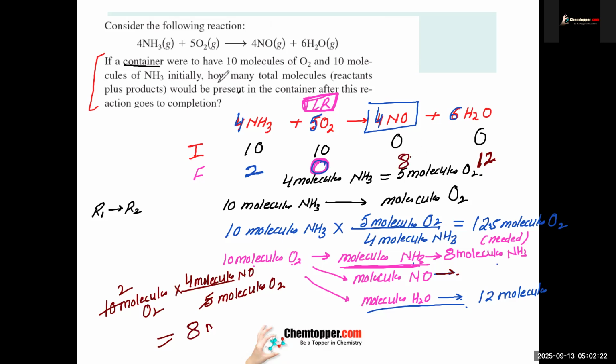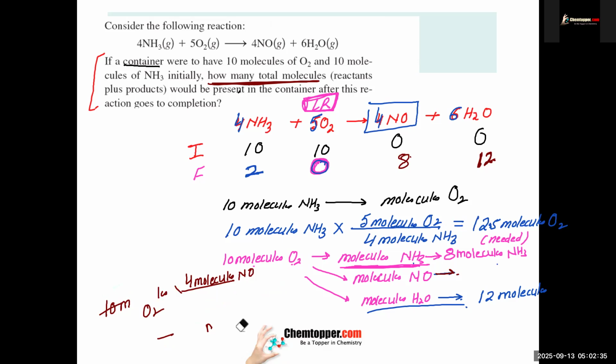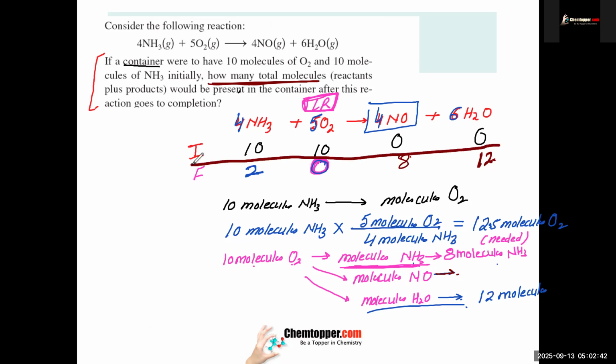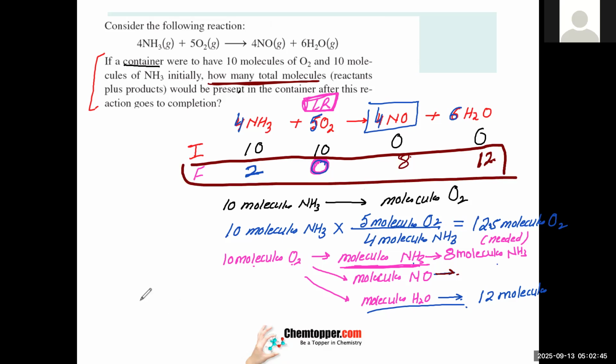Now answer this question. How many total molecules are present? So there's 8 there. Total means just add all of them in the final scene. Yeah, so it's just 2 plus 6, 20. 22. Oh yeah, I missed the 2 there. 2, 8, 12. 22 molecules will be there in the container finally.